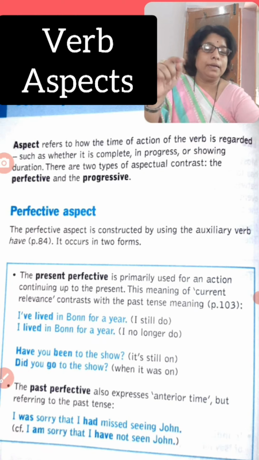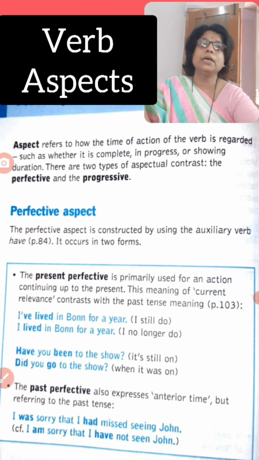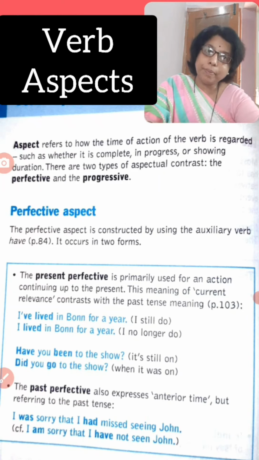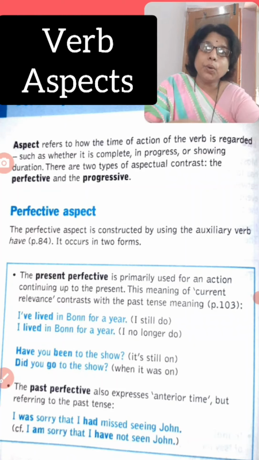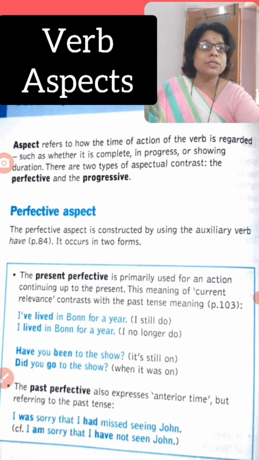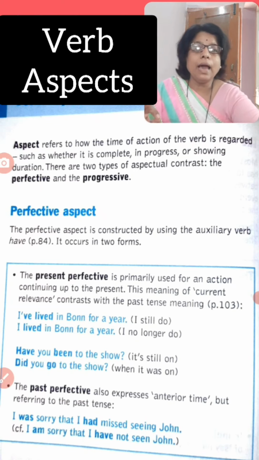Okay, but there is something that has started in the past but is not over, it's not finished, it continues to the present. That is the current relevance. It is applicable to the present time also. In that condition, perfective aspect is used. For example, here we have two sentences. I have lived in Bonn for a year.